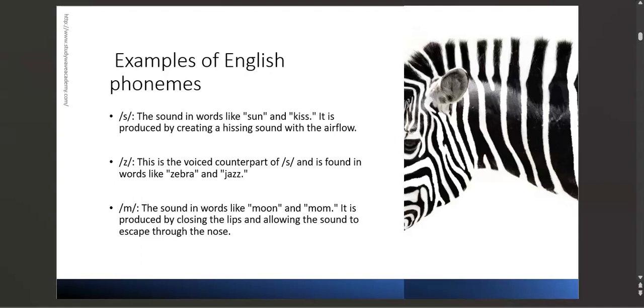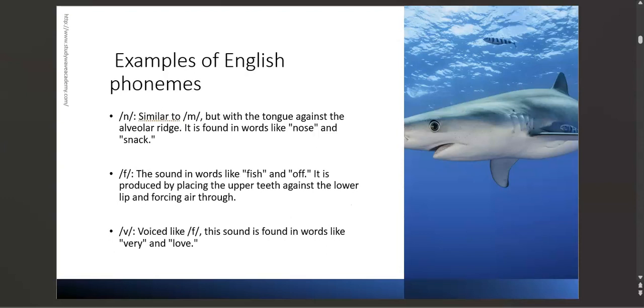And we have sound S, sound Z, sound M. M is a sound that is found in words like moon, mom. When you say the word moon, you feel the M, mom, M. This is the sound that you pronounce when your lips are closed and you allow the air or the sound to escape through your nose. So these are examples of phonemes, and again I'll continue looking at further examples.